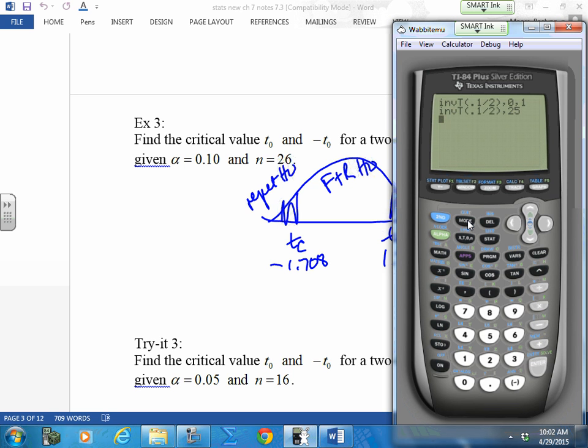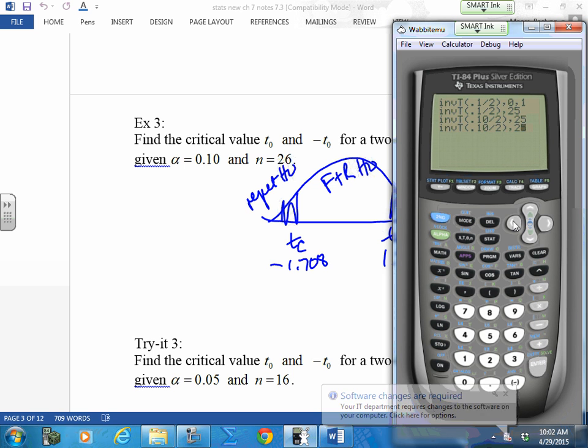Area. Try again. Area is 0.10 divided by 2. And degrees of freedom. It doesn't like this. Maybe it just doesn't like my divide by 2. Let's try this again. Put this in as a 0.05. Well, in the other country. Yeah, the software is doing it. It's working in yours? Yeah.